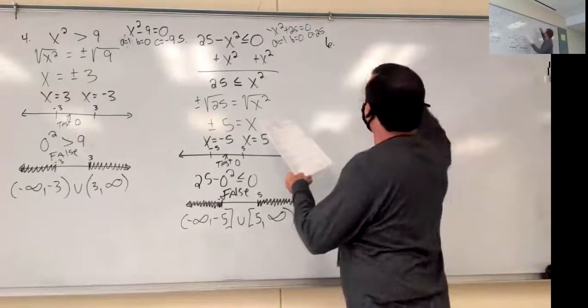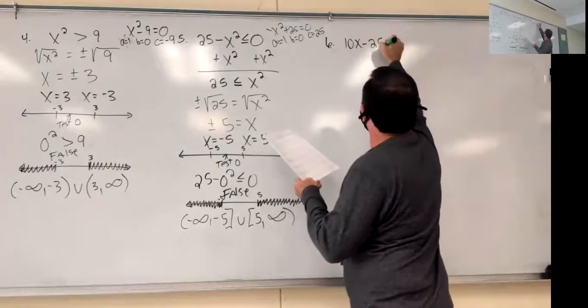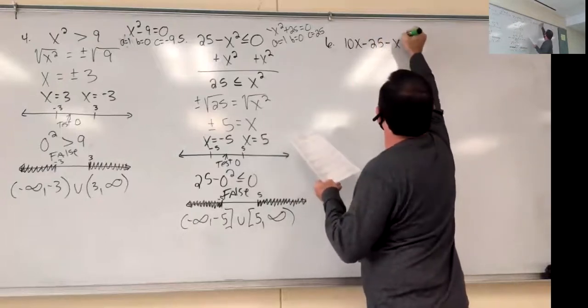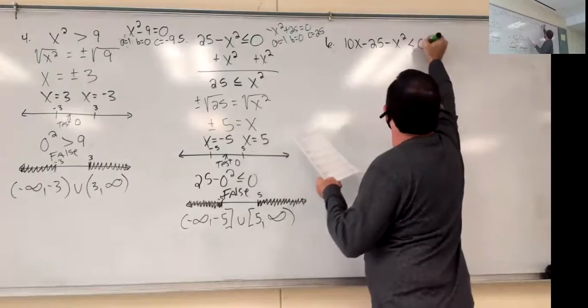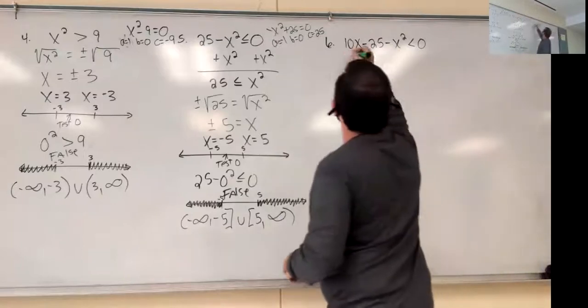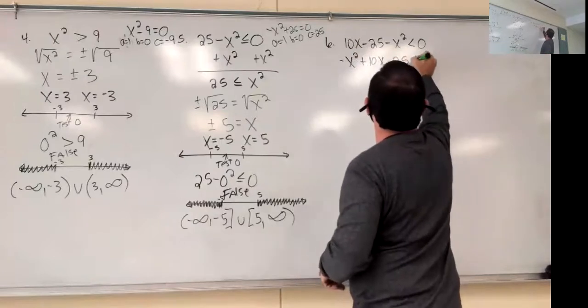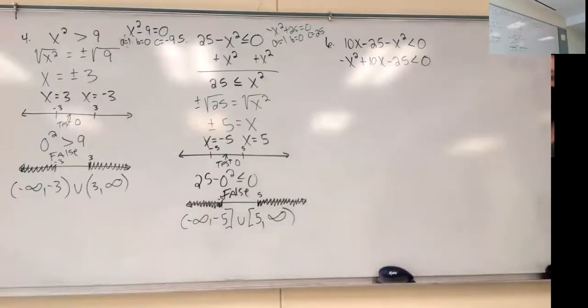Oh, this one has everything out of order. I got a 10x minus 25 minus the x squared less than 0. I will say one thing I'm definitely going to do is put this all in order. So I'm going to put that x squared first, and then my 10x, and then my minus 25, all less than 0. Now I'm going to factor by hand, but at that point, A would be -1, B would be 10, C would be -25. You can knock that out on the quad.